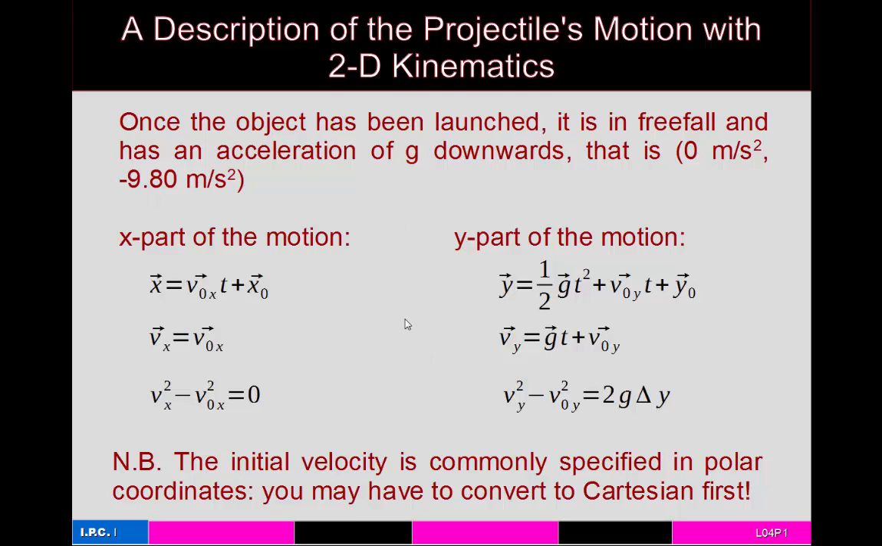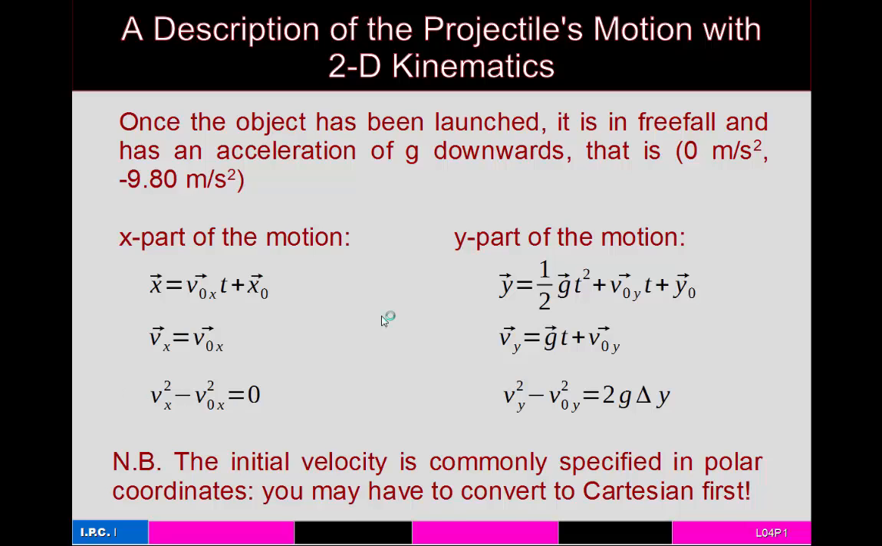Very often in these problems you're given an angle of elevation and an initial speed, which is essentially the initial velocity in polar coordinates. It may be useful to convert first to Cartesian coordinates, because ultimately you're often asked to find things like how far away the projectile will land. In other words, what's the range of the projectile?